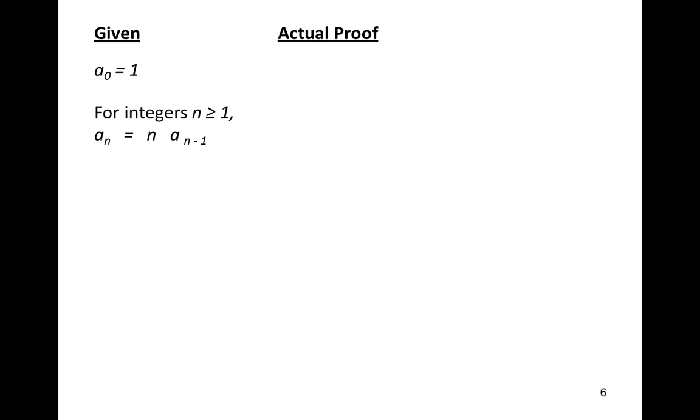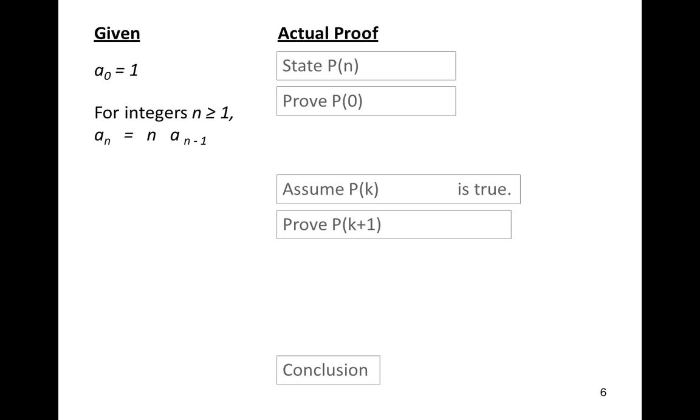To do the actual proof, we begin by writing down this framework first, then filling it up one by one. First, we state the property to be proven, P of n, which is a sub n equal to n factorial. Next, we prove the basis step for the smallest n, which is equal to 0. According to the initial condition, in this case, we replace all the n's in the property with 0, and we will get p of 0 as a naught equal to 0 factorial.